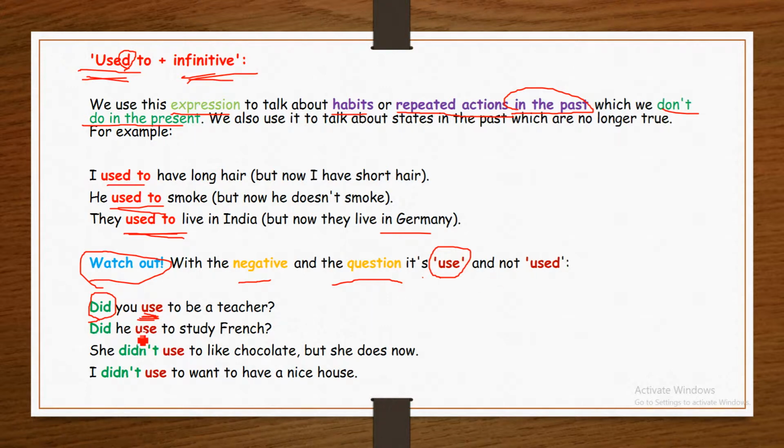For example, did you used to be a teacher? It means in the past. Did you used to be a teacher?